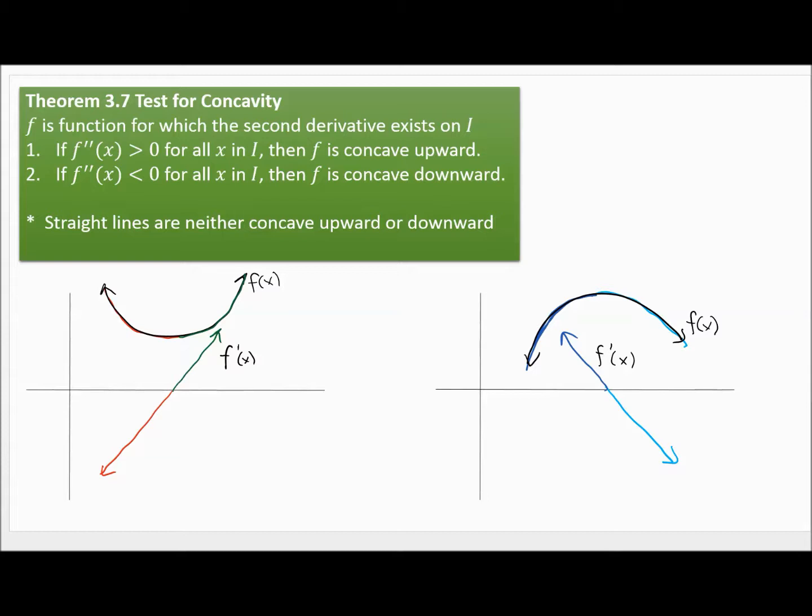On the other hand, if your second derivative is less than 0, your second derivative is negative for every value in a particular interval, then your graph is concave downward. Notice it says straight lines are neither concave upward nor concave downward. We'll talk about that third, but I want to address these two issues.